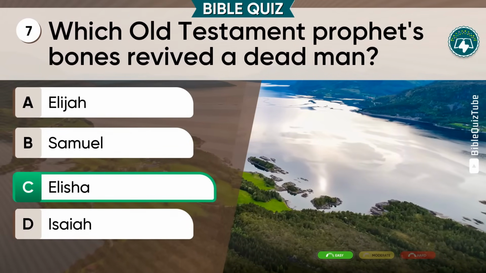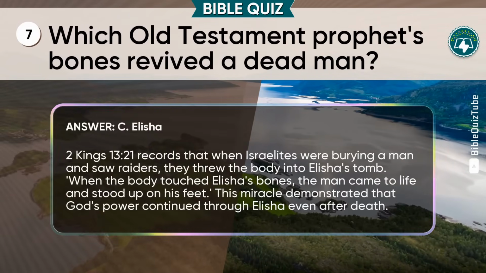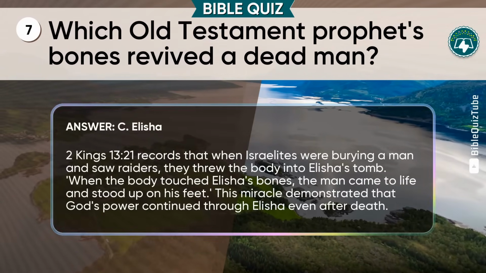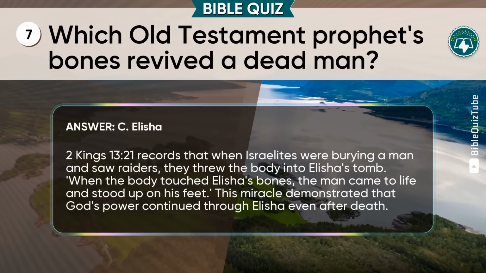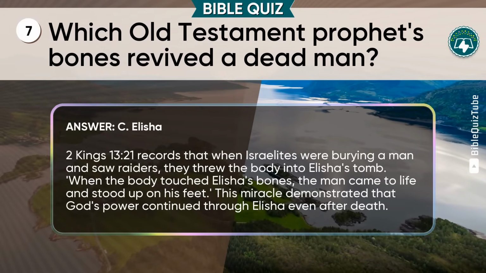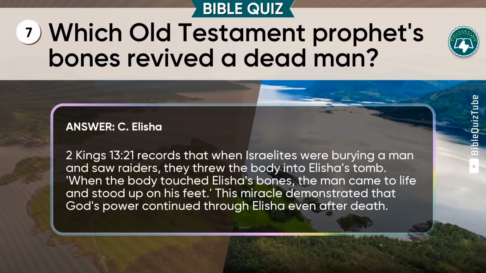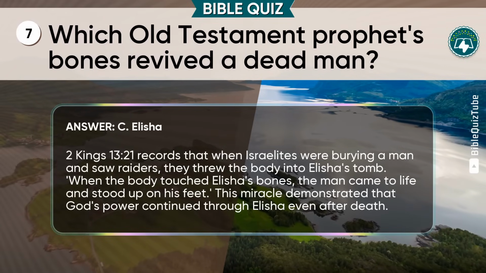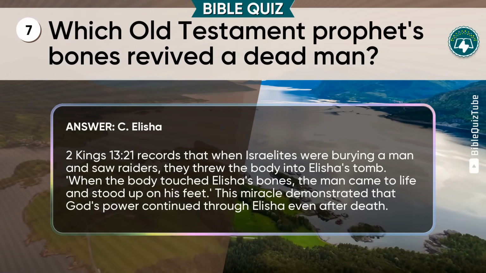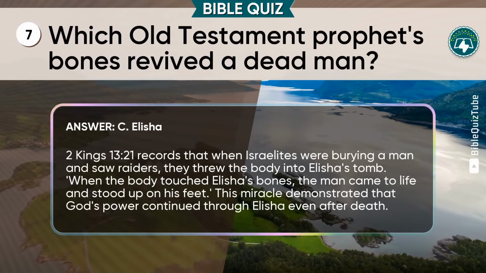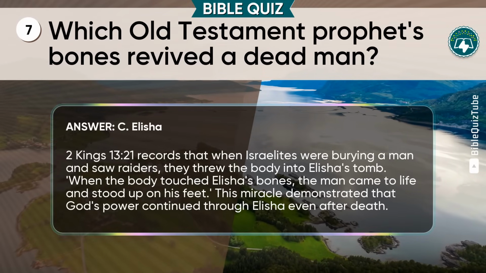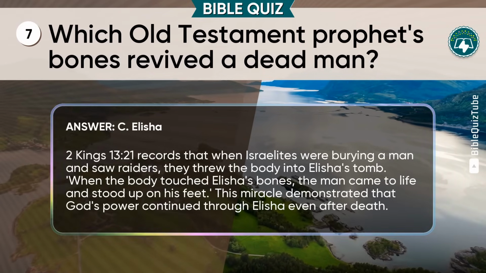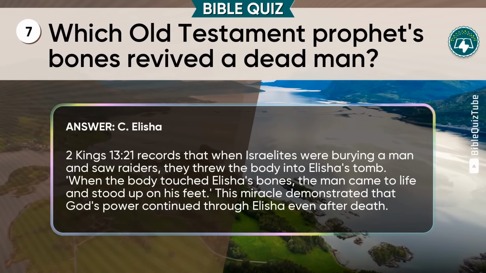Elisha. The explanation. 2 Kings chapter 13 verse 21 records that when Israelites were burying a man and saw raiders, they threw the body into Elisha's tomb. When the body touched Elisha's bones, the man came to life and stood up on his feet. This miracle demonstrated that God's power continued through Elisha even after death.